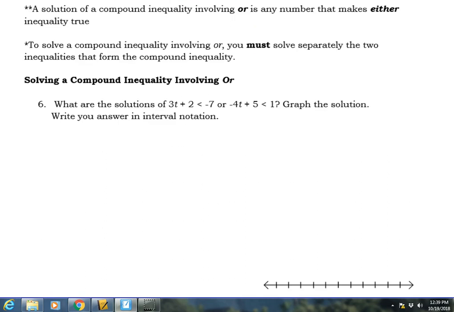Okay, a solution of a compound inequality involving OR is any number that makes either inequality true. So it's either going to make one inequality true or the other one. It doesn't have to be both. To solve a compound inequality involving OR, you must solve separately the two inequalities that form the compound inequality. So in number 6, it says, what are the solutions of 3t plus 2 is less than negative 7, or the inequality negative 4t plus 5 is less than 1? Then we're going to graph our solution, and we're going to write it in interval notation.